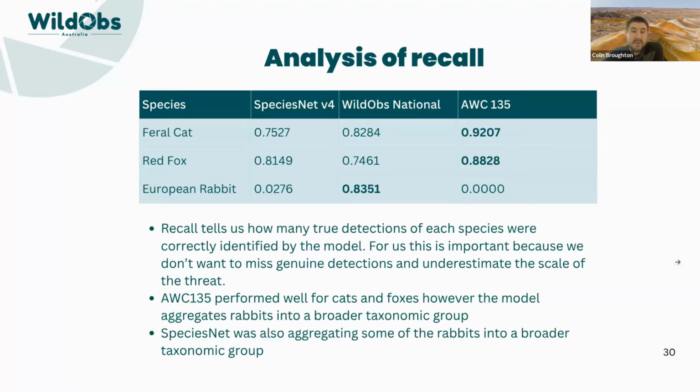So in this case, for recall, AWC 135 performed very well for cats and foxes. However, the way the model is structured, it was aggregating the rabbits into a broader taxonomic group, so we couldn't get a detailed result for recall. SpeciesNet was also aggregating some of the rabbits into a broader group, but identifying some of them correctly. So we got a low value for SpeciesNet as well.